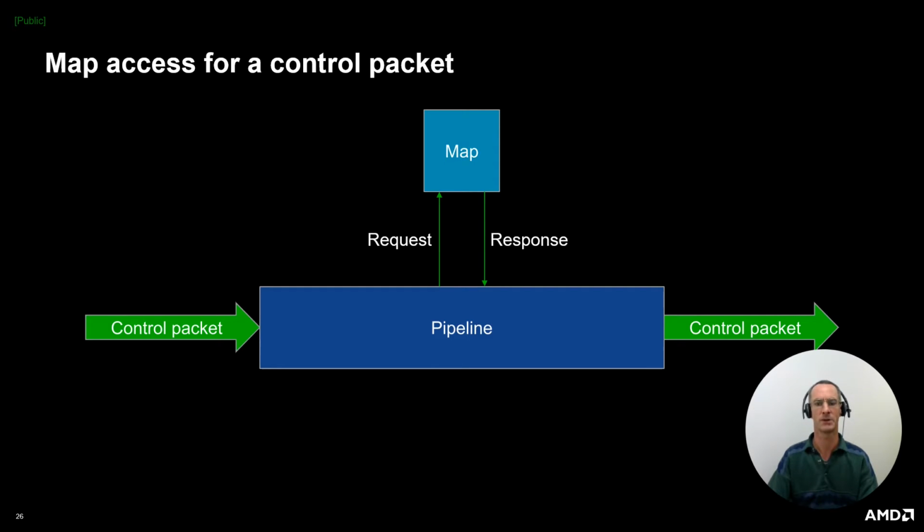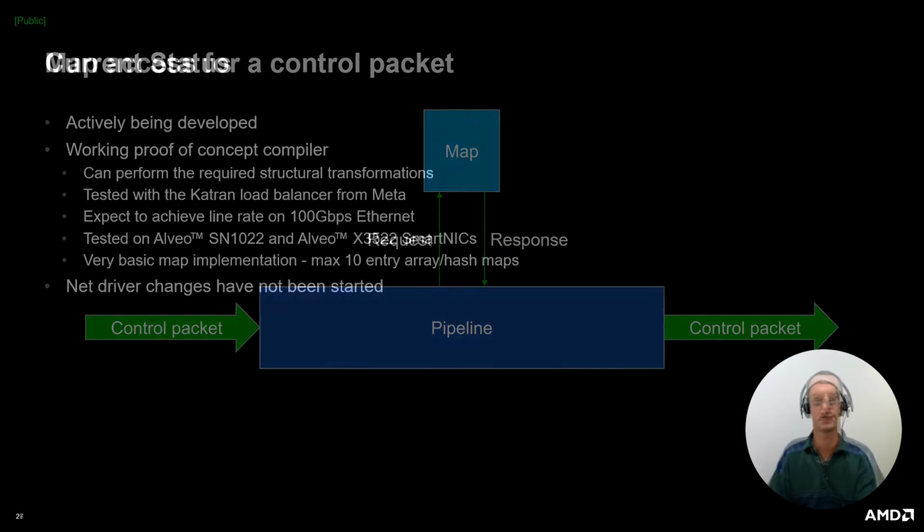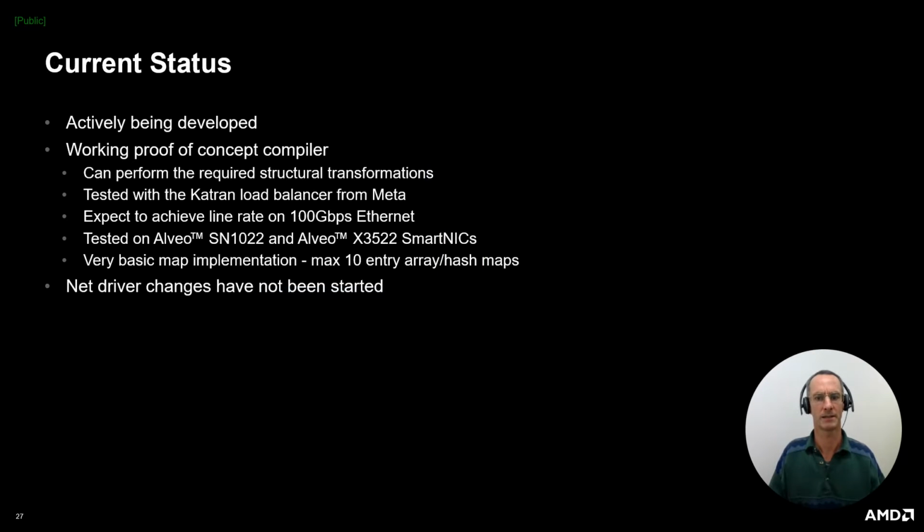To make this all work, the compiler injects code into the program to detect control packets and handle them by performing map operations. The compiler is actively being developed, and it's working as a proof of concept. We've shown that we can perform the required structural transformations, and we've tested it with the Katran load balancer from Meta. That largely worked, but we identified a bug to do with the way maps are accessed, which we're in the process of fixing.